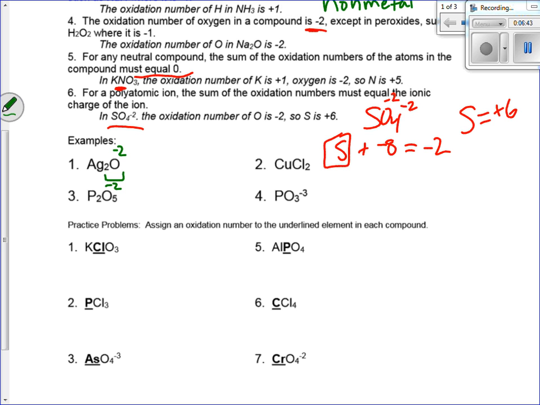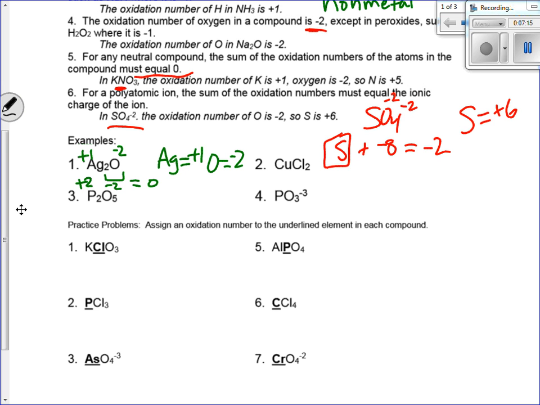Now, that means the silver side also needs to add up to +2 so that we can equal 0, right? We need that 0 amount. So if we have 2 silvers and we need a +2 out of those 2 silvers, how much is each worth? Each one's worth a +1. So silver's oxidation number is a +1, oxygen's is a -2.